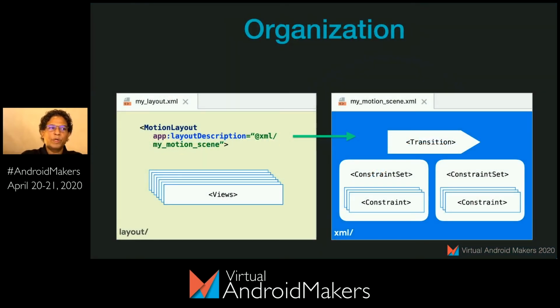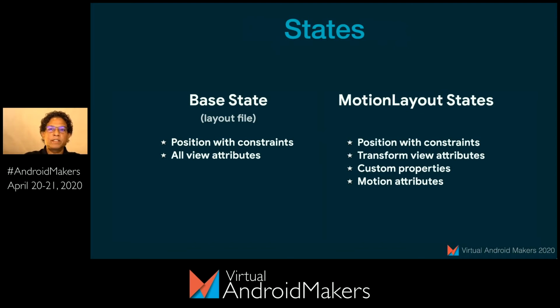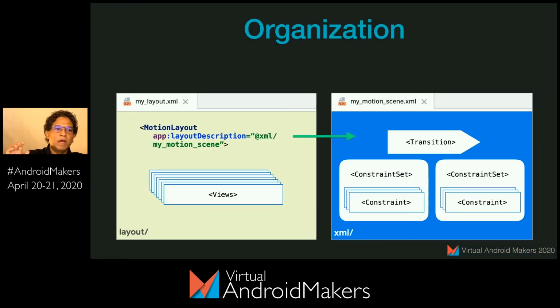So what we have is a separate file for storing all this information. So it's not actually stored within your layout. It's stored in the XML directory in something we call a motion scene. And so a motion scene consists of multiple states followed by a transition between those multiple states. In this case, we have two constraint sets and one transition.